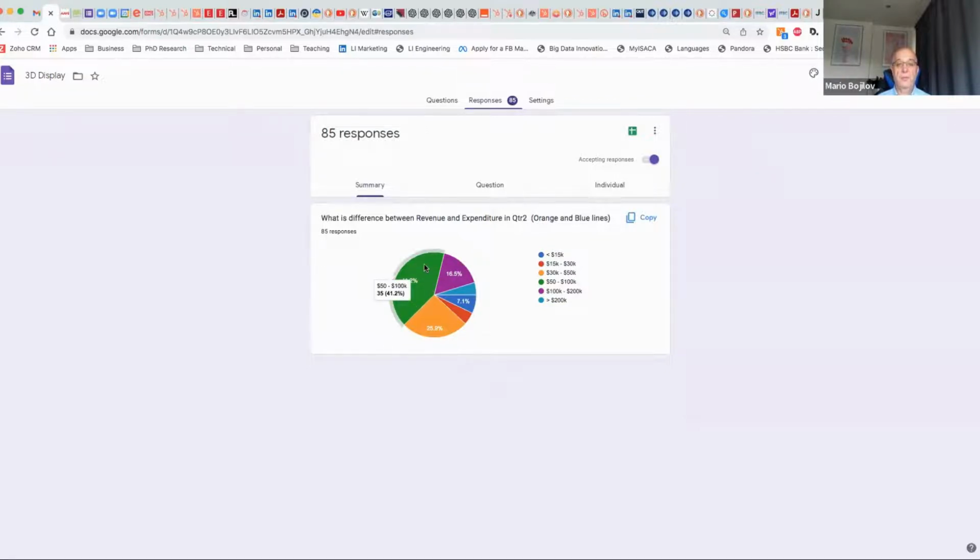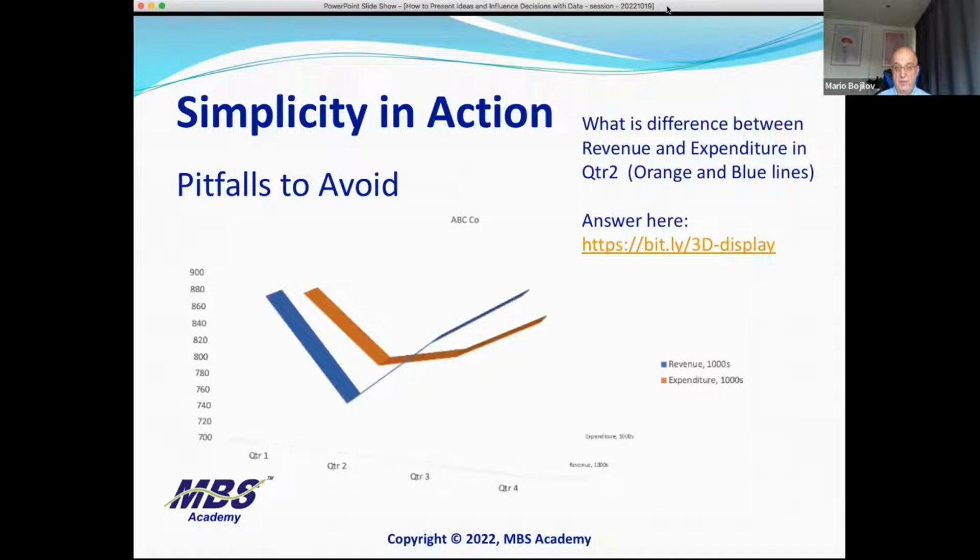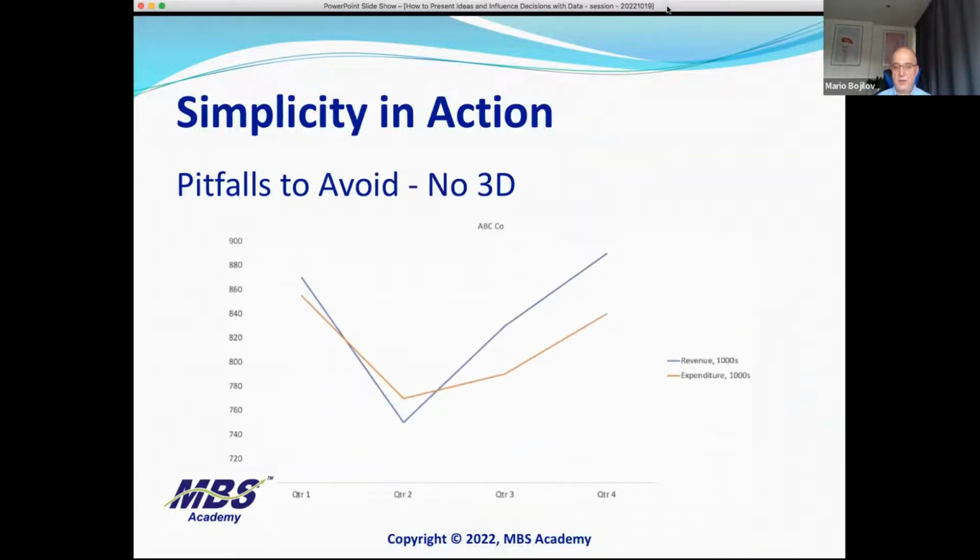It's interesting that the biggest group was the one that thinks it's between 50 and 100K. So when you look at the chart, instead of 20, most people think the loss in that quarter, because the expenditure is greater than the revenue, is 3 times the real loss. So keep that in mind. If you are using 3D charts, instead of presenting the information as it is, you're presenting something completely misleading. So avoid 3D as much as possible in your charts.